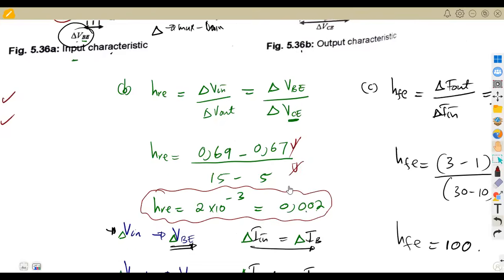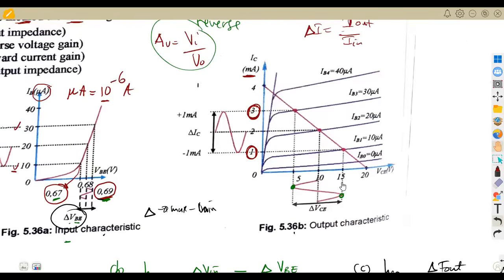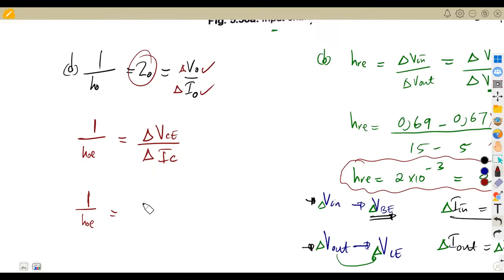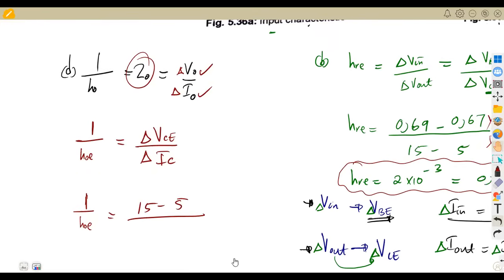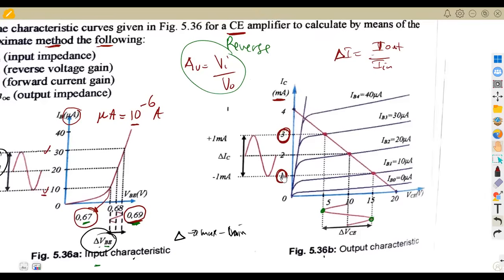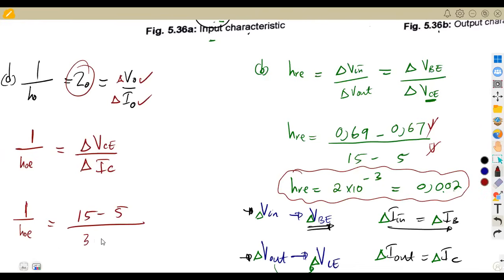The change in VCE here, we talked about this, is 15 minus 5. So you have 15 minus 5 over the change in current at the output, and our output current is IC. From the output characteristics, IC is taken from 1 up to 3 in milliamps, so it's 3 minus 1 in milliamps, times 10 to the exponent of -3.